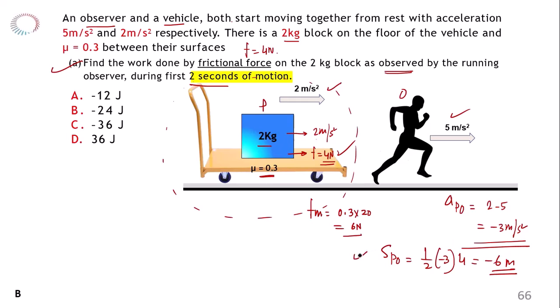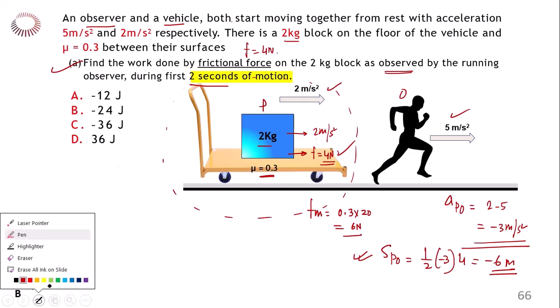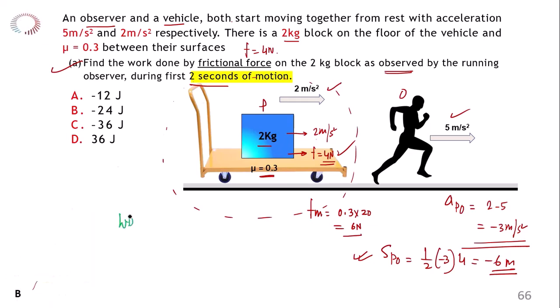So with the displacement, what is the force? I have already calculated 4 Newton. So work done by the friction is how much? Work done by friction should be equal to 4 into displacement minus 6. This is minus 24. Got it? So that will be the answer, minus 24. So be very careful about solving this type of problem. Very, very careful. Because you have to understand the frame, and then based on the frame you have to calculate the displacement, and also you have to take care about the friction.